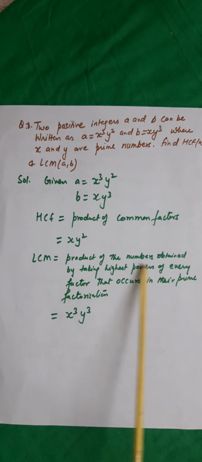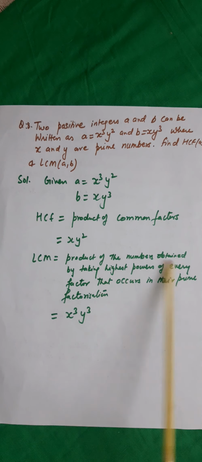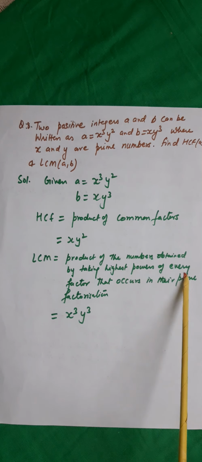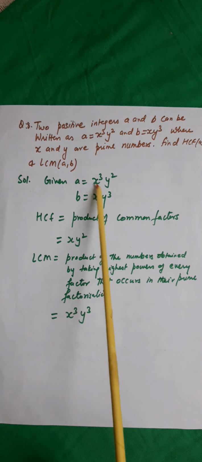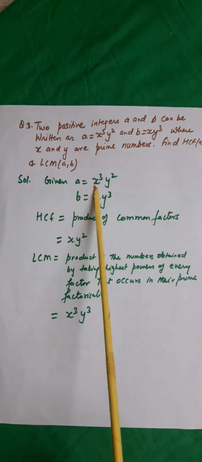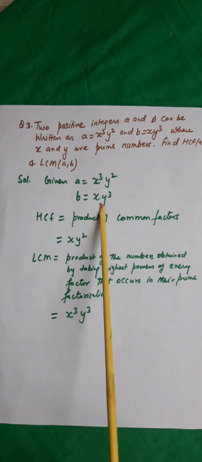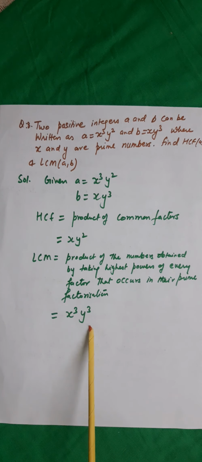LCM is the product of the numbers obtained by taking the highest powers of every factor that occurs in their prime factorization. So here the factors are x and y only. And what is the highest power of x? 3. And what is the highest power of y? That is 3. So the product x cube y cube is the LCM.